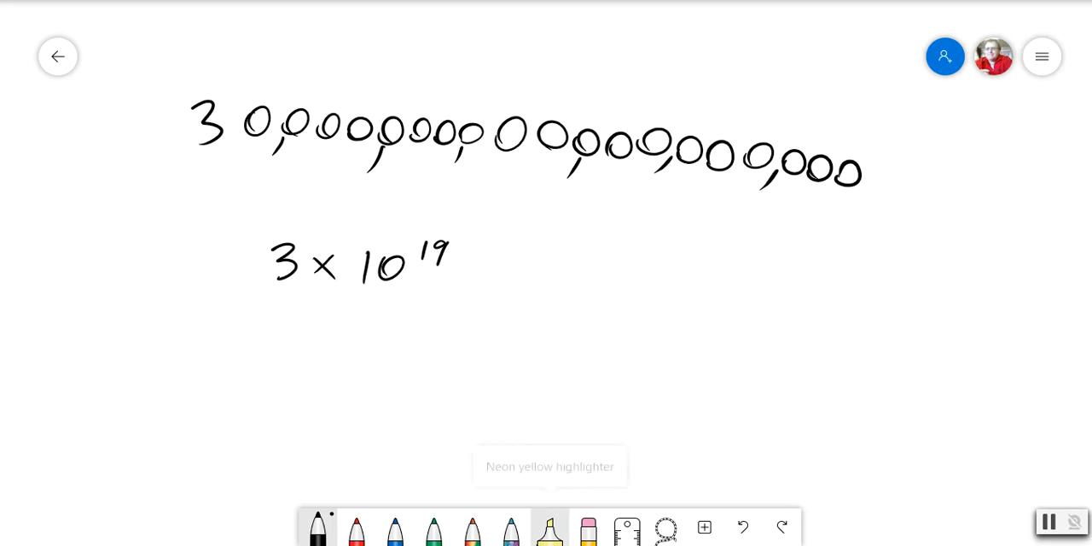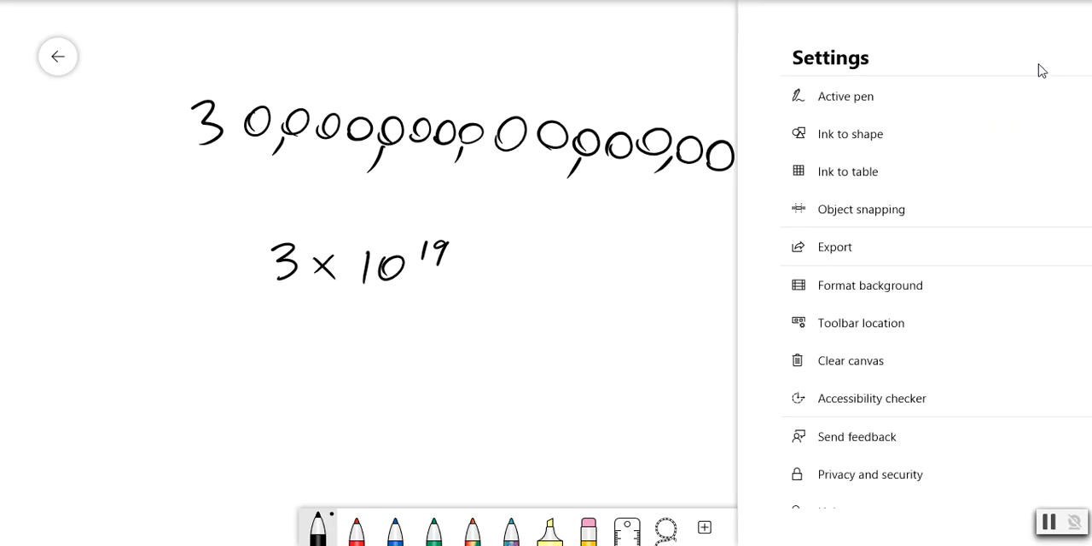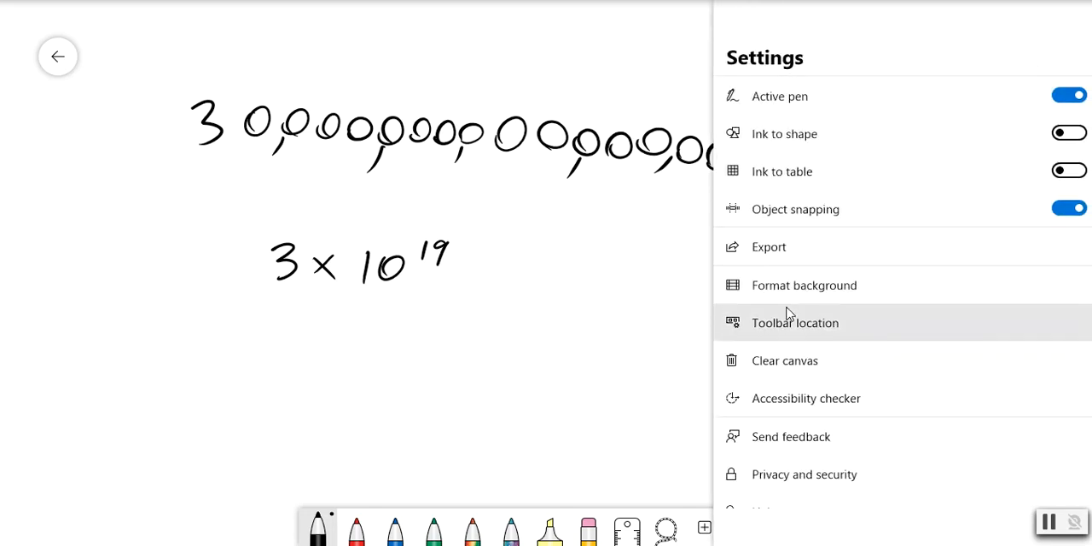So with a very large number that's just one single non-zero digit followed by a bunch of zeros, it's the non-zero digit times 10 to the 19th power, or 10 to whatever the number of zeros is. All right. What about very small numbers?